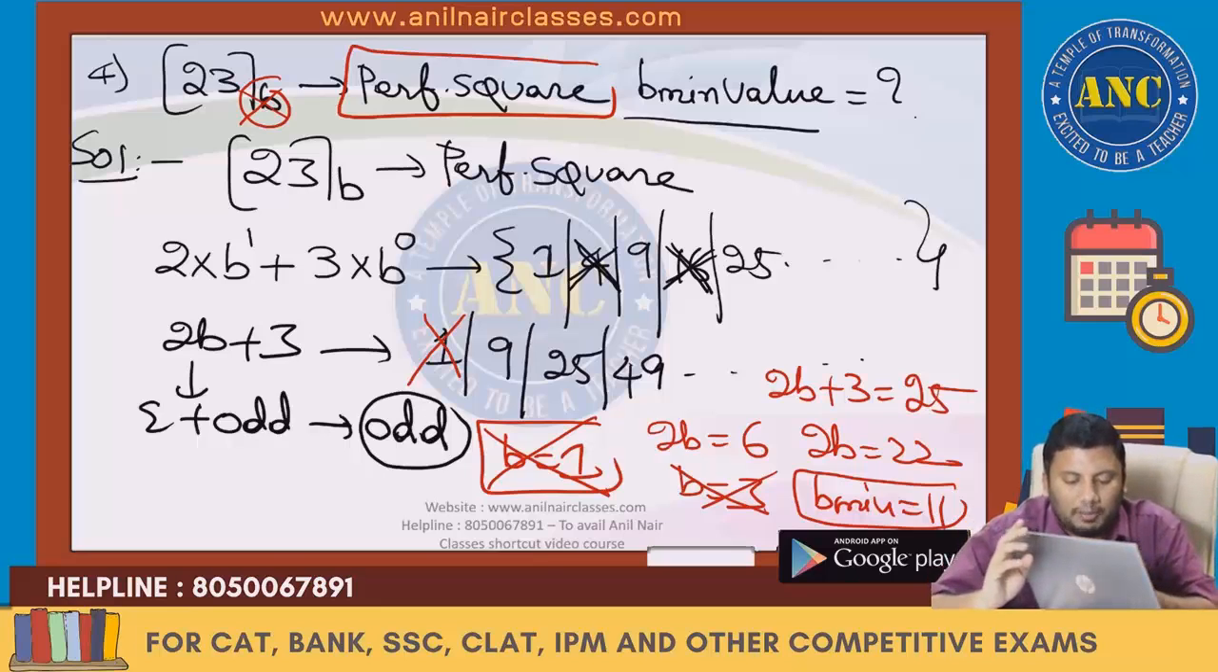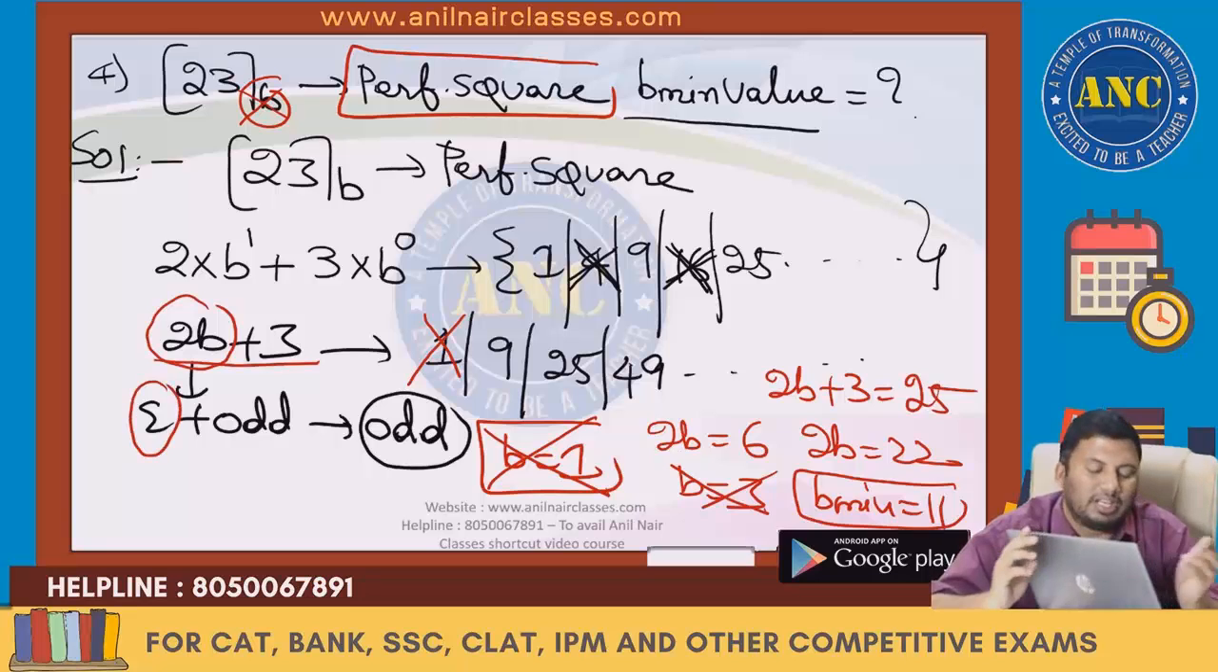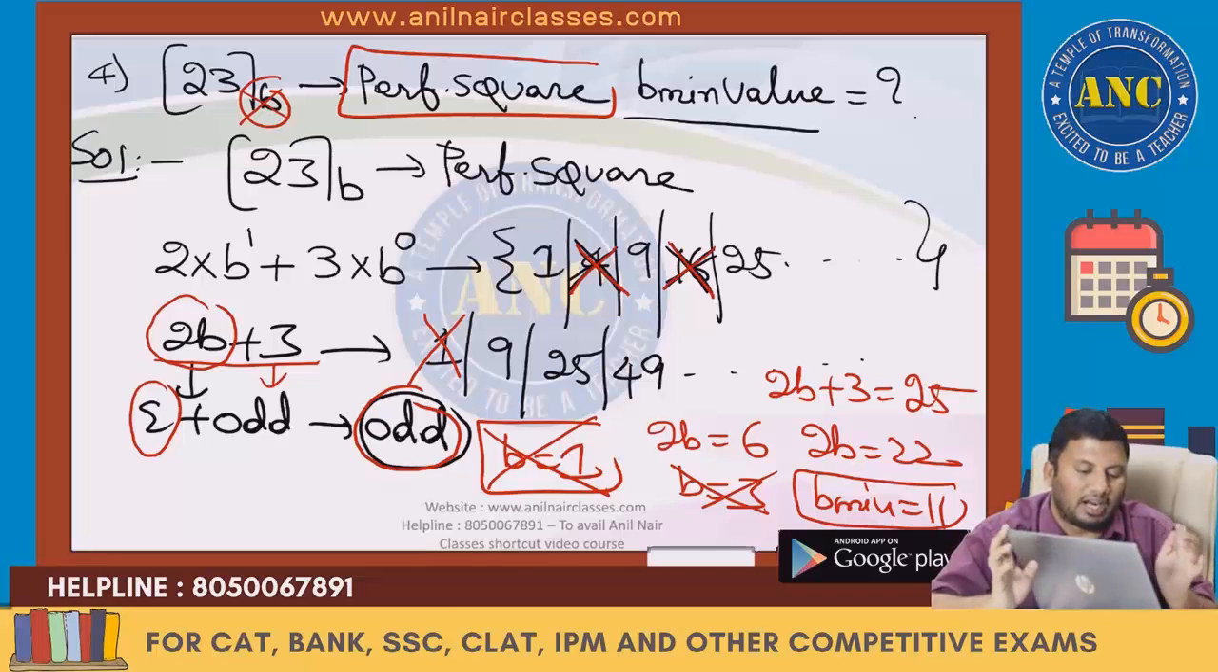2B plus 3. Perfect squares are 1 square, 2 square, 3 square and so on. It is 2B plus 3. Any number multiplied by 2 is an even number. 3 is an odd number. Even plus odd, it is an odd number. So 4, 16 all are out. 1, 9, 25 all are remaining.